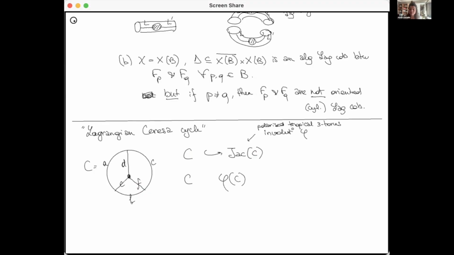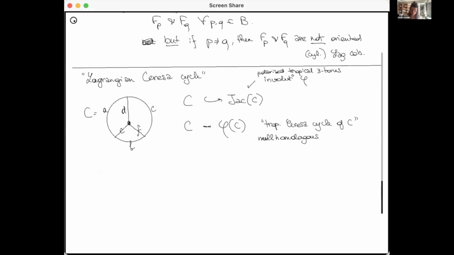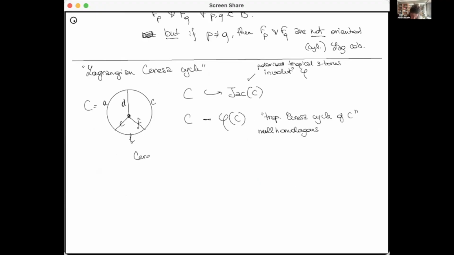Then I can also look at the image of C under this involution. The difference of these two is what's called the Ceresa cycle, or in this case, the tropical Ceresa cycle associated to C. It's easy to show that this is null homologous, so it's a null homologous 1-cycle living inside the tropical Jacobian. Then what Zharkov proves, and I'll write Zharkov and in parentheses Ceresa, because this is the tropical version of a theorem that Ceresa proved classically, is that for a generic such curve, C minus 5C is not algebraically trivial.